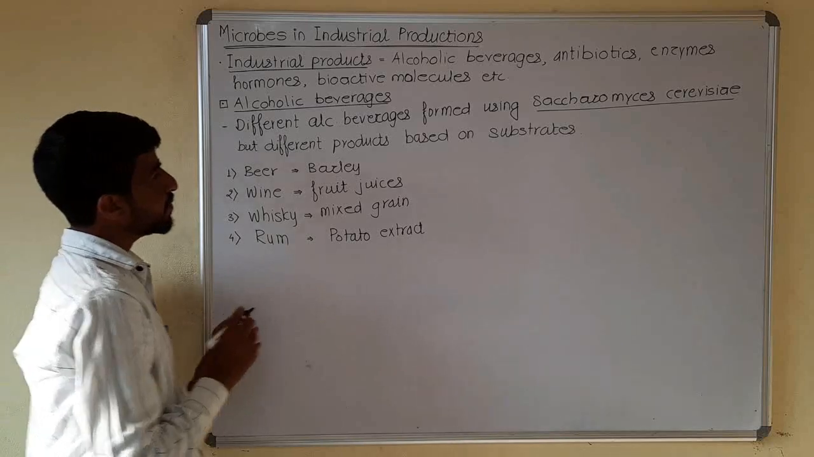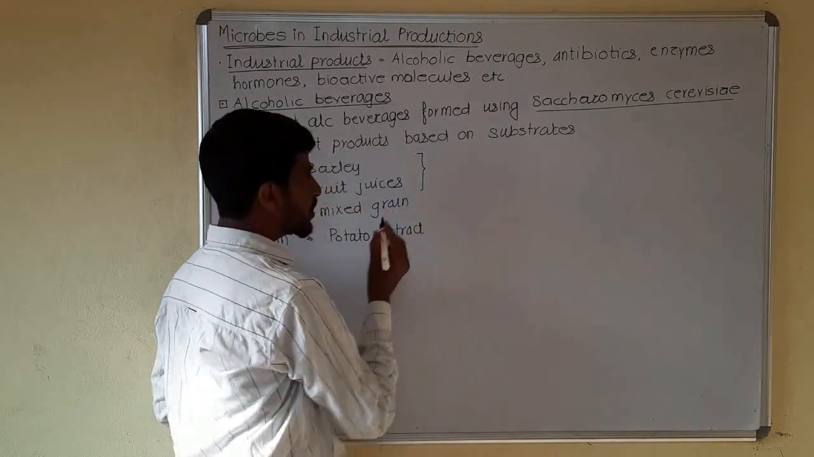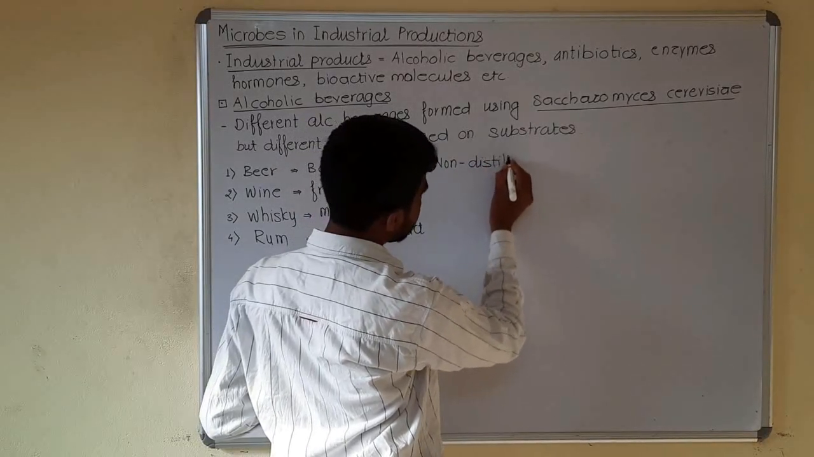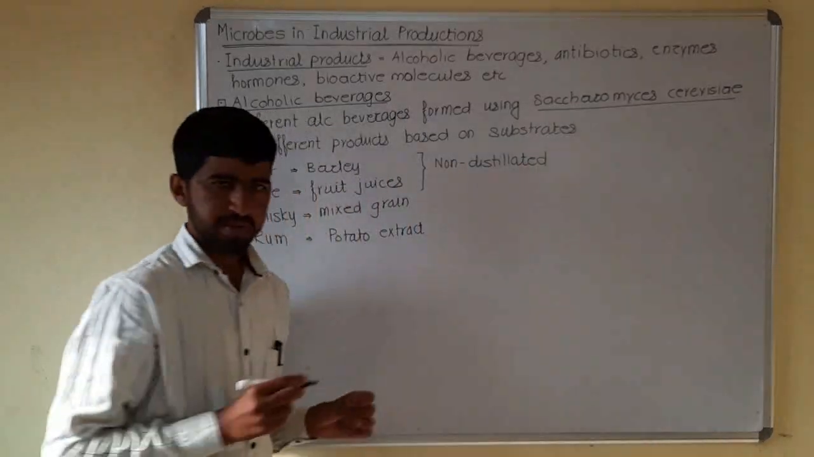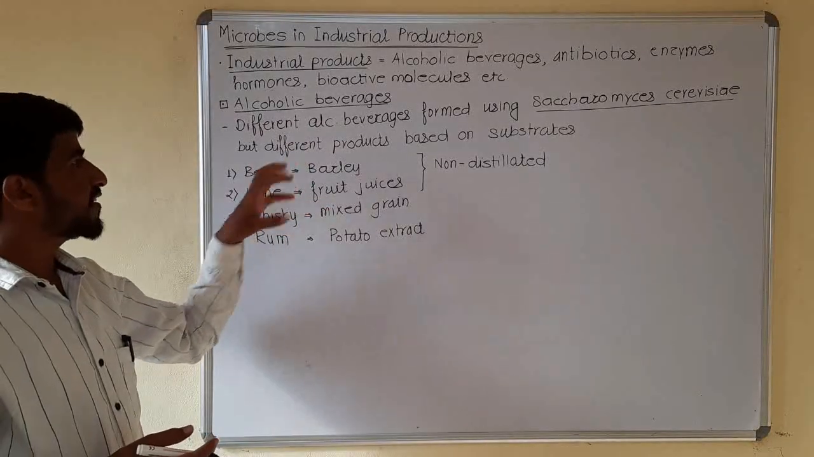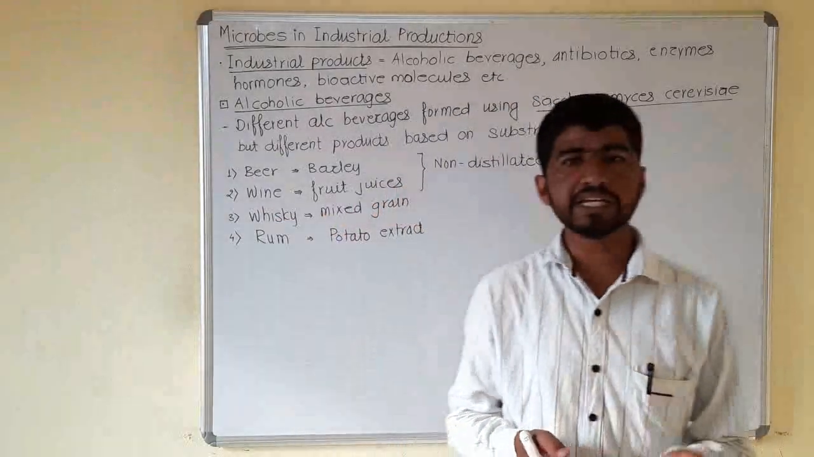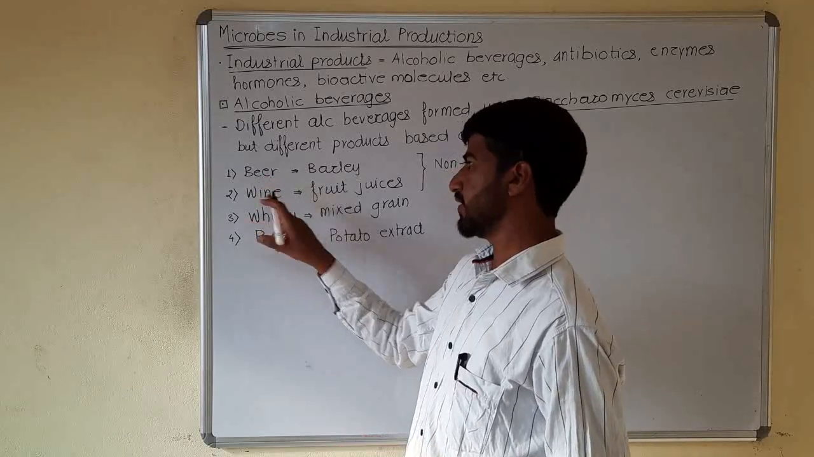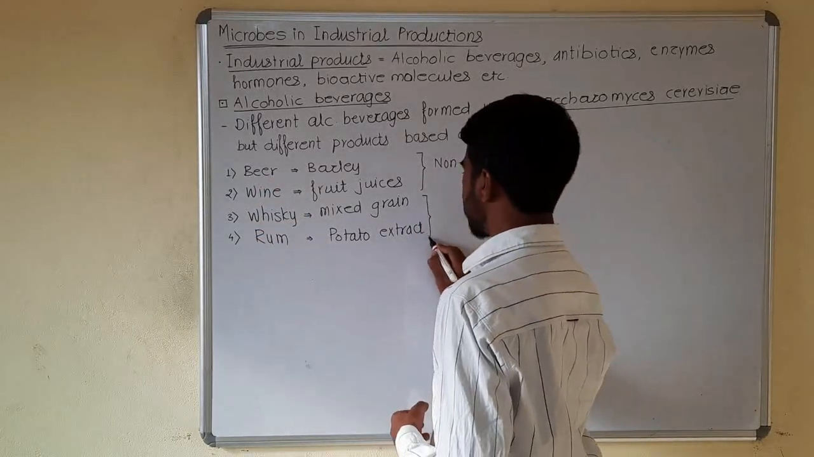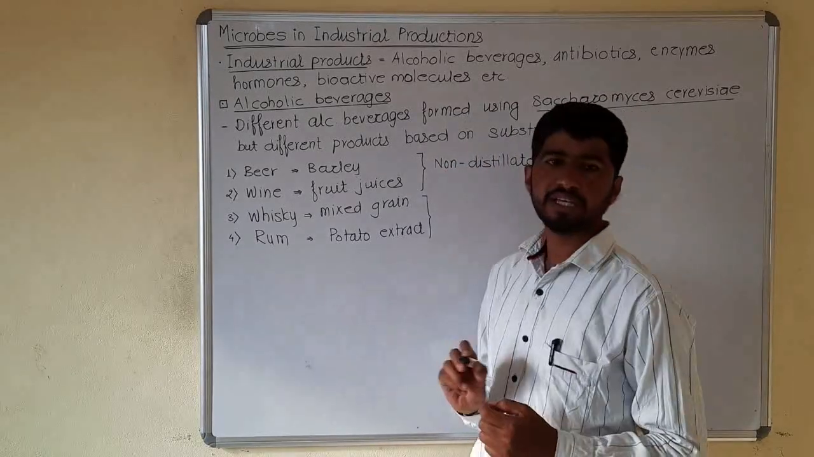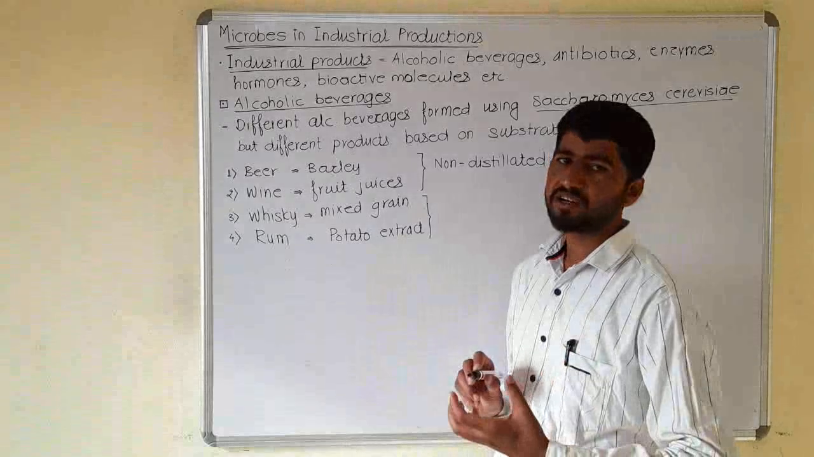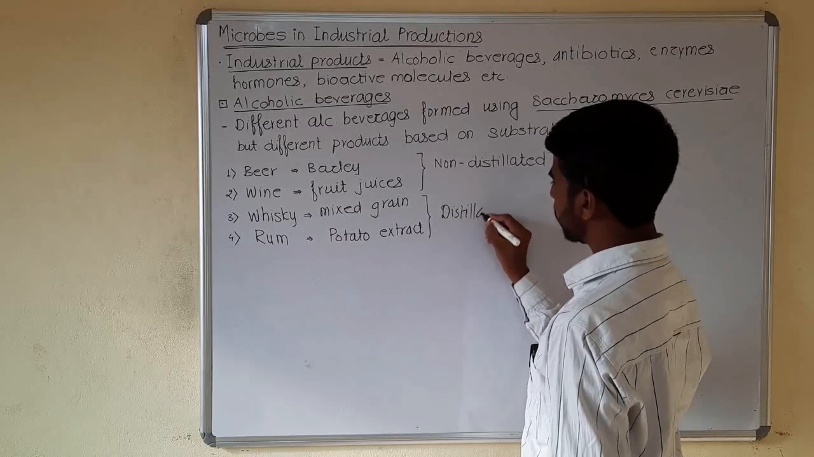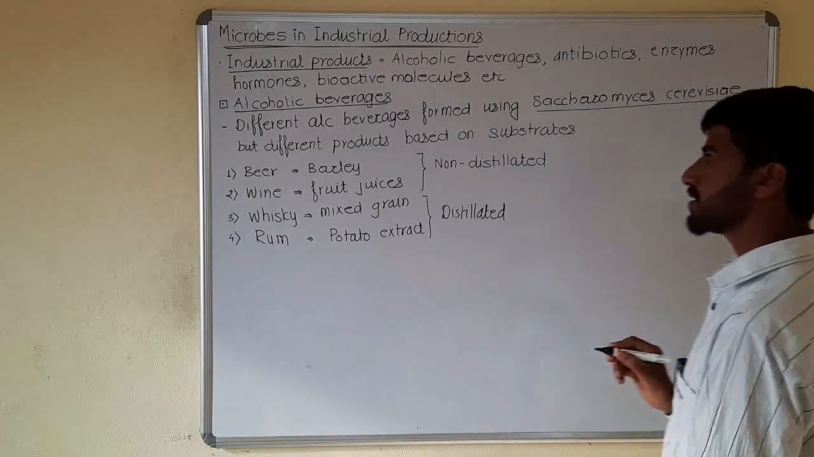Out of them, the upper two are non-distilled products, which means that after fermentation, heating and evaporation are not required for these two products, beer and wine. That's why we call them non-distilled. But the remaining two, after fermentation, require heating, and after heating, they can be purified or separated. That's why we call them distilled products.